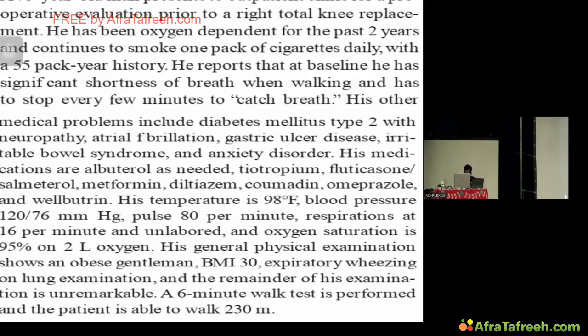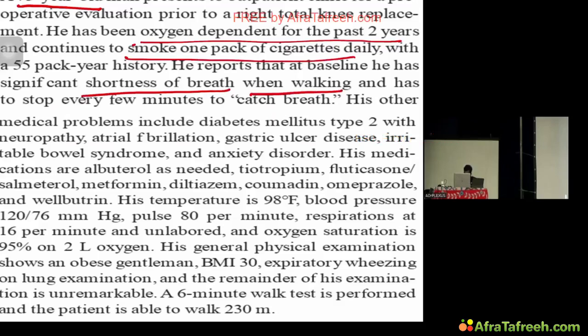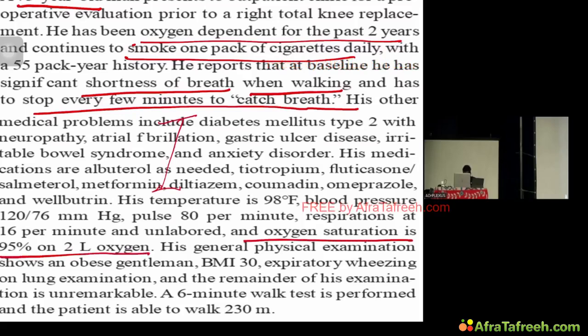So this is actually a big history. I will tell you the positive things. A 75-year-old man, oxygen dependent for the past 2 years, smoker. He has shortness of breath when walking and stops every few minutes to catch his breath. Oxygen saturation is 95% on 2 liters of oxygen. A 6-minute walk test is around 230 meters. He is an obese man with BMI of 30.